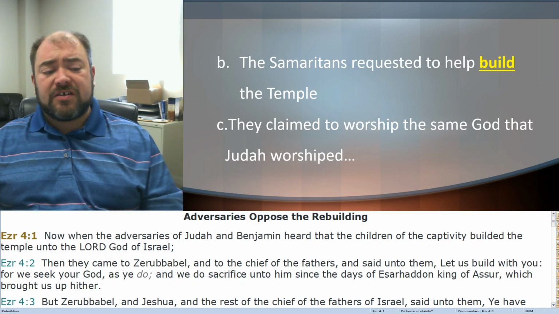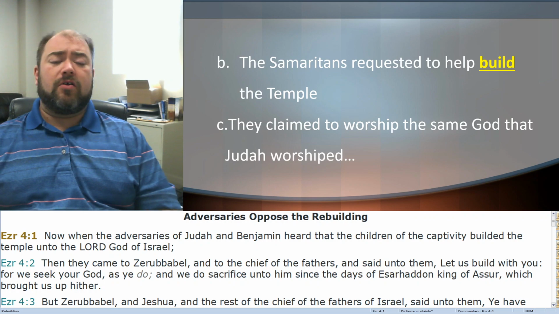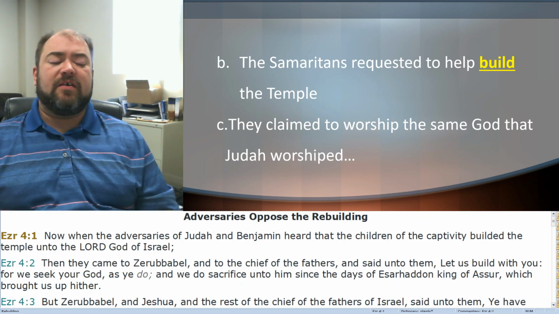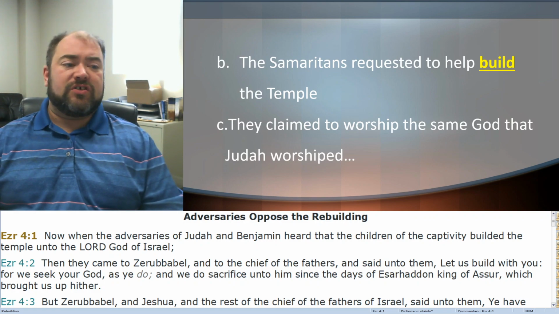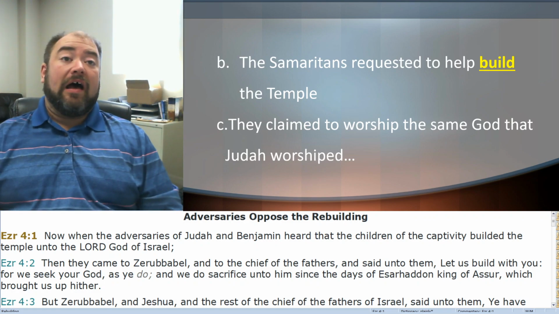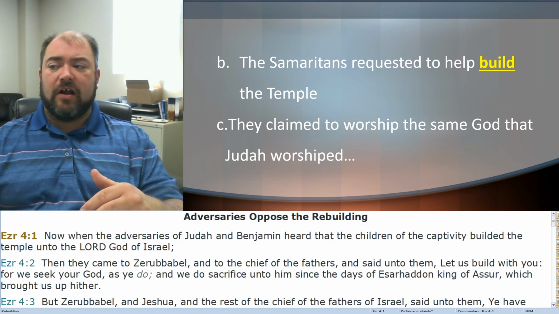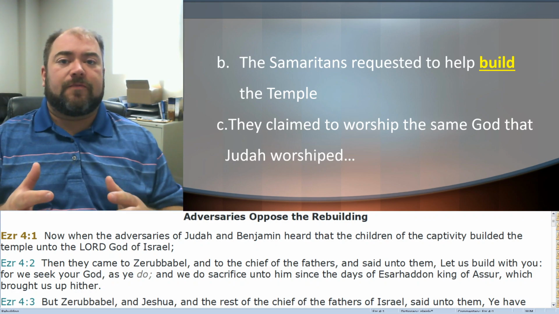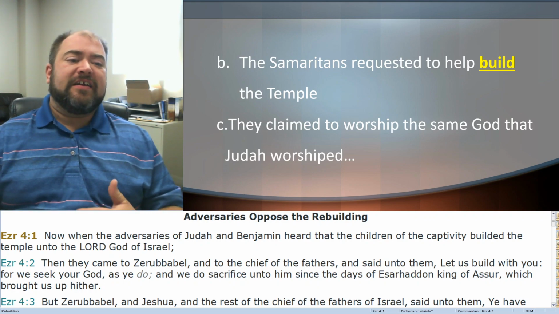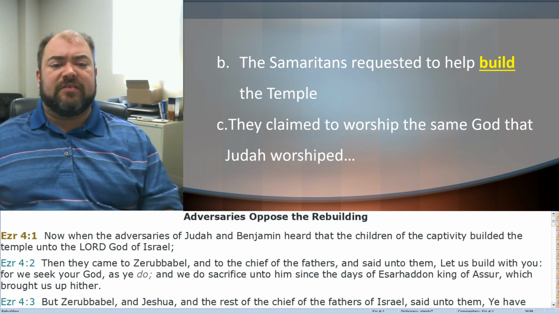But the Samaritans came with an odd request. They said, "Hey, we are your half-brothers, if you will. We are your family. We want to see you succeed. And so let us help you build the temple." Now, on the surface, that might sound like a really great offer. Just looking at the surface, we might say, man, that's really nice of them, right? It's really nice that they're coming to help rebuild these things.